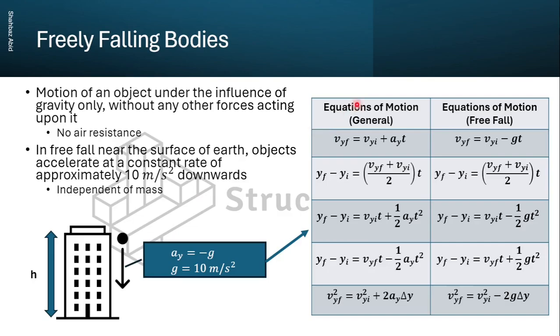So again we had the general equation of motion in the y direction. We can now substitute in this equation of motion ay as negative g, so this has become final velocity equals initial velocity minus g times t. And if I substitute in all of the other equations of motion the same thing, which is negative g in the place of ay, I'm going to get these equations of motion which are for the free fall condition.